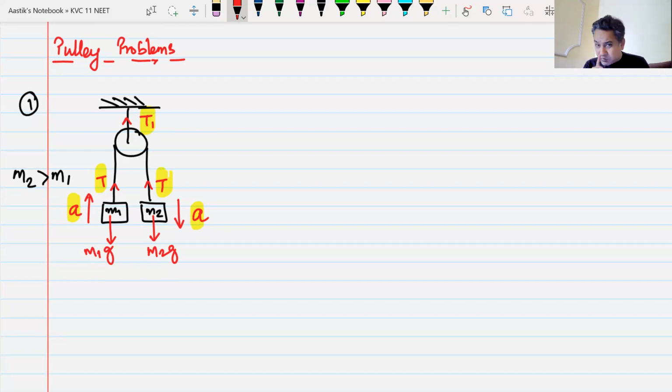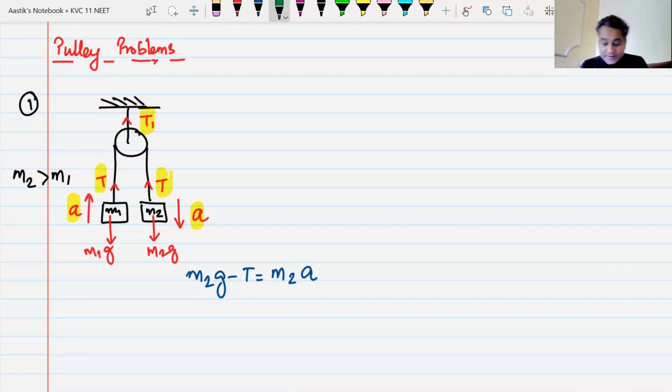Remember, the block number 2 mass is M2. So try again. M2G minus T equals M2A. That is correct. The equation of this block is, I will write it here, M2G minus T is M2A. Well done. Now, can anyone tell me the equation of the left block?